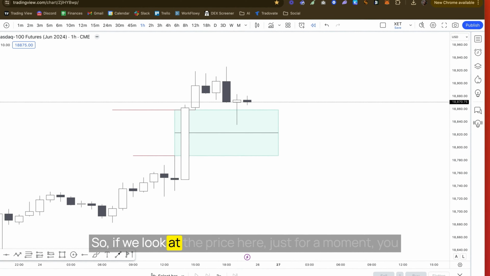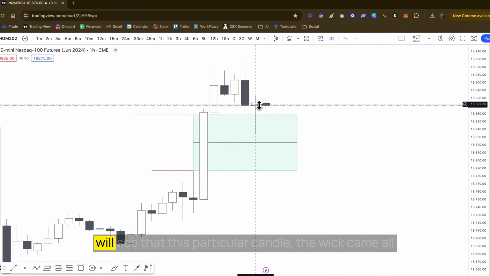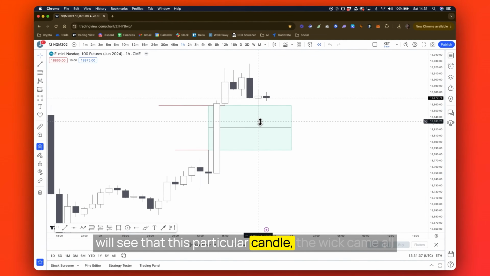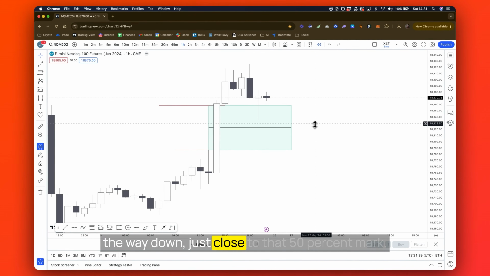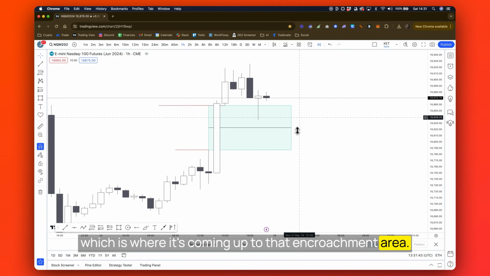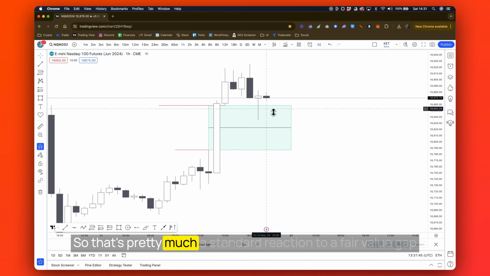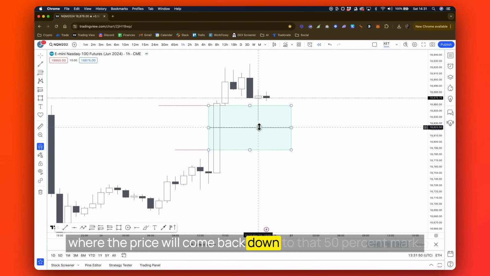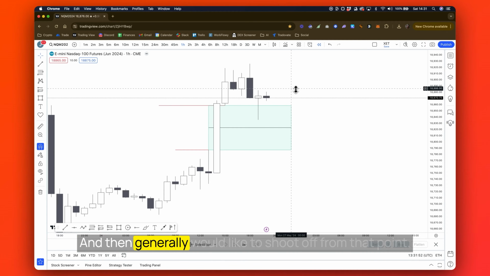So if we look at the price here for a moment, you will see that this particular candle, the wick came all the way down, just close to that 50% mark, which is where it's coming up to that encroachment area. Okay, so that's pretty much a standard reaction to a fair value gap, where the price will come back down to that 50% mark and then generally would like to shoot off from that point.